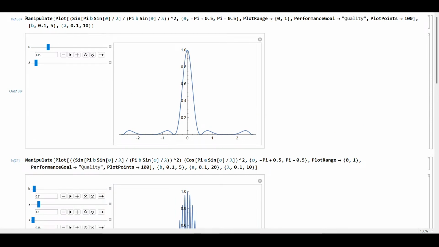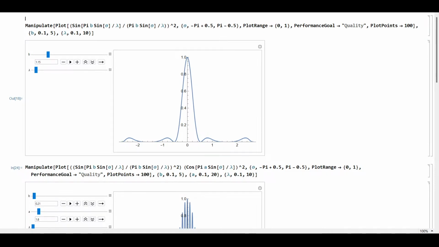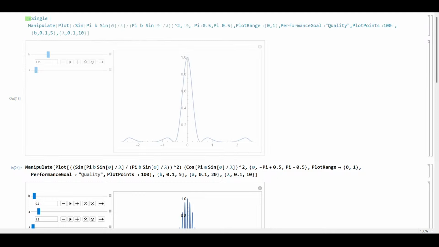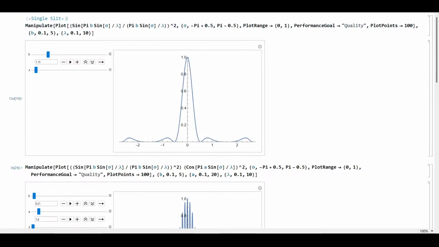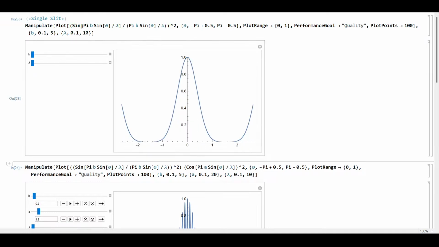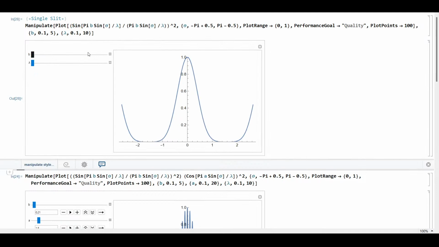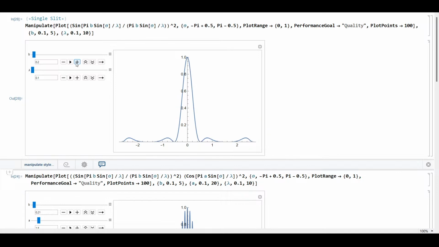So this first plot out here is for the single slit pattern. And let me run this. So this is what you see. Single slit pattern. This is where the slit width is very small and the wavelength is of the same order. Now if I increase my slit width slightly, you see that the pattern becomes narrower. As I'm increasing my slit width, the pattern becomes narrower and narrower.